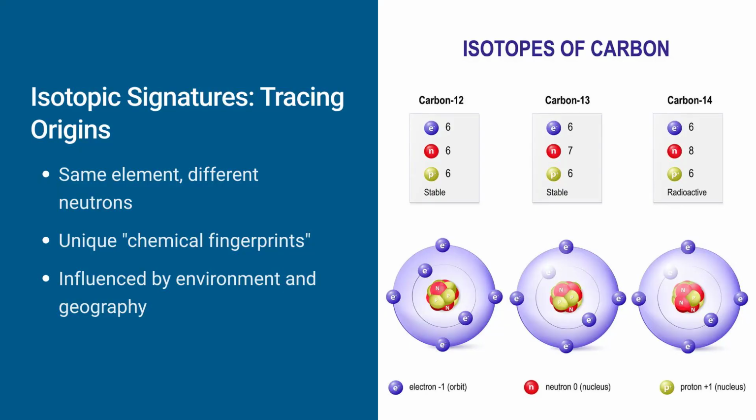Isotopes, as you know, are atoms of the same element with different numbers of neutrons. While their chemical behavior is nearly identical, their slight mass differences create unique isotopic signatures. These signatures are like a chemical fingerprint, influenced by geographical location, environmental conditions, and even biological processes. Forensic scientists exploit these subtle variations to determine where a substance came from.